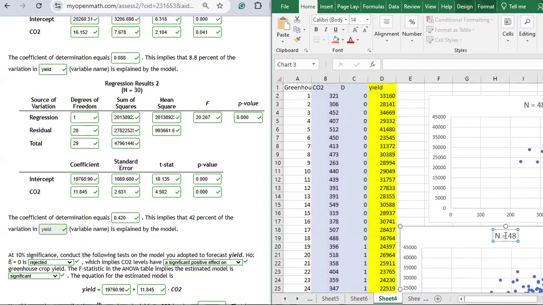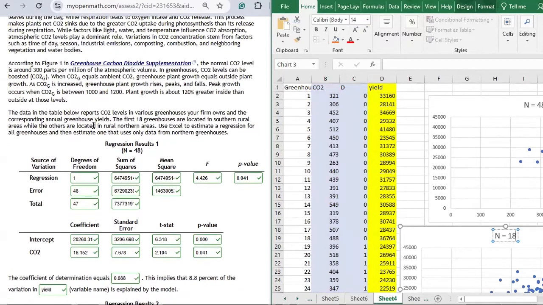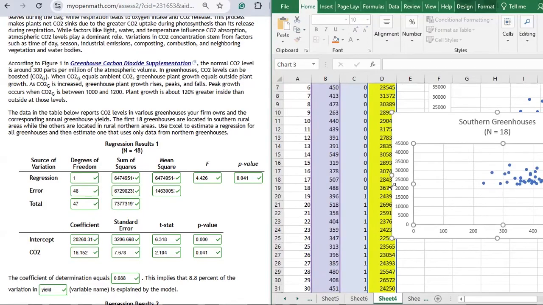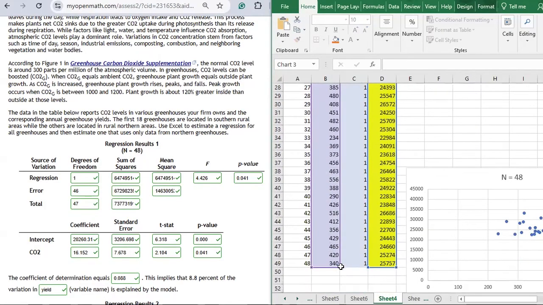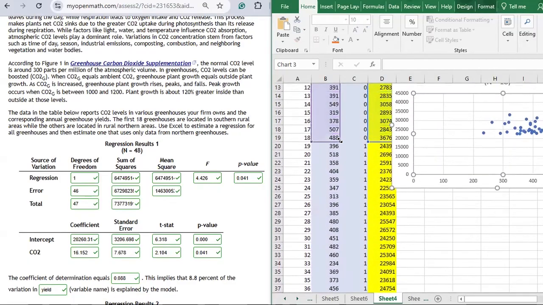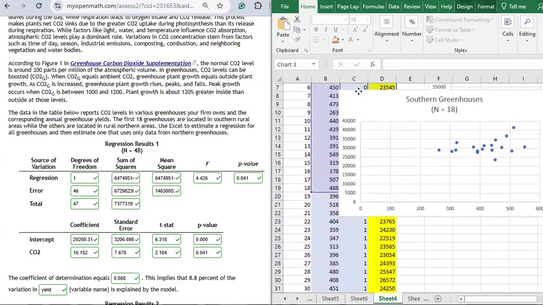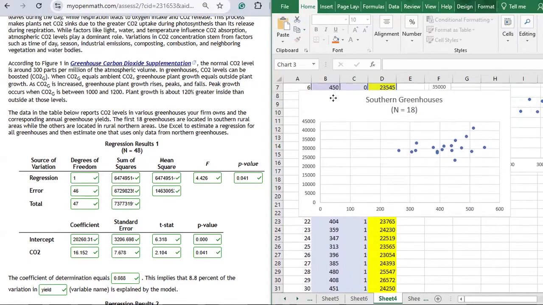The first copy is going to be n equal 18 because there's 18 greenhouses in the southern group. So I'm going to put southern greenhouses. I'll put n equal 18 below it. Click on this white area. I'm going to grab one of these corners. I'm going to move it up until we get to 18. So this is the scatter plot for the southern greenhouses.